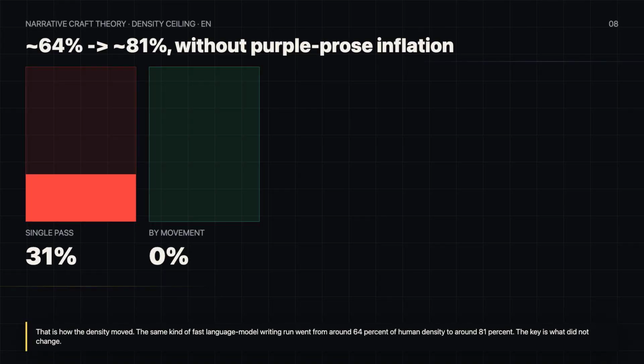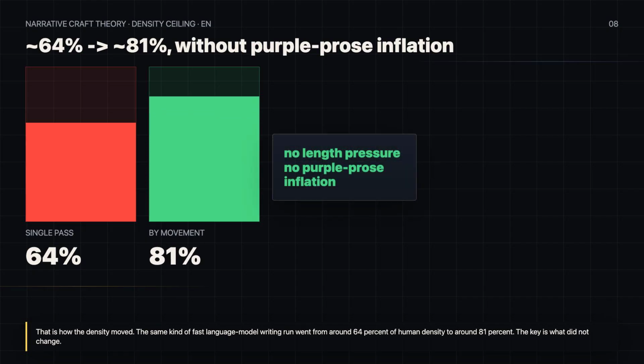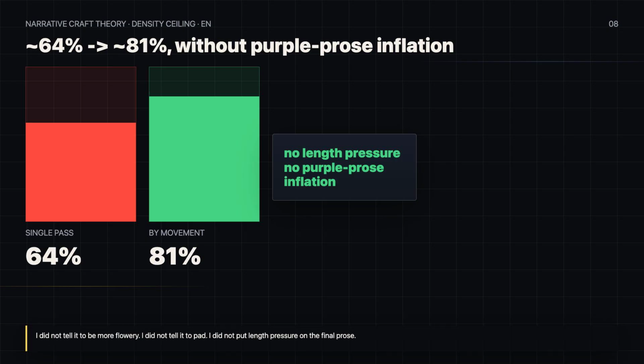That is how the density moved. The same kind of fast language model writing run went from around 64% of human density to around 81%. The key is what did not change. I did not tell it to be more flowery. I did not tell it to pad. I did not put length pressure on the final prose. Each movement was written fresh against the same plain style expectation, and the length came from the sum of real units, not from stretching one unit past its natural size.